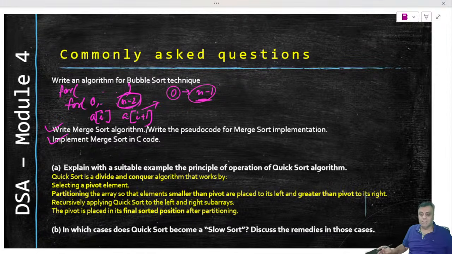After the algorithm, they are saying write it in C code. So they want the algorithm, then they want the C code. This is another year question. I have put it here, not the same question.